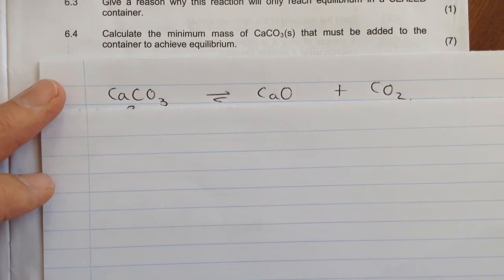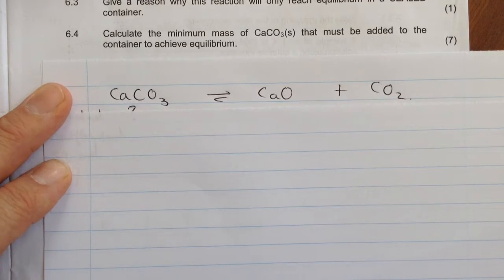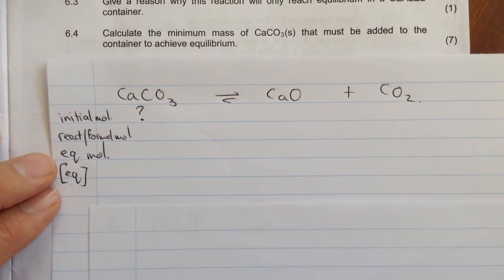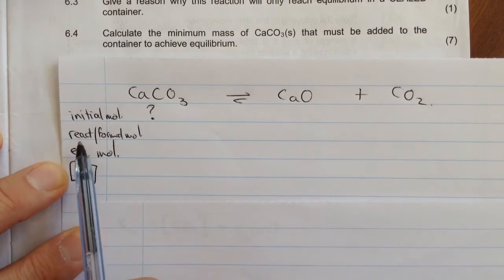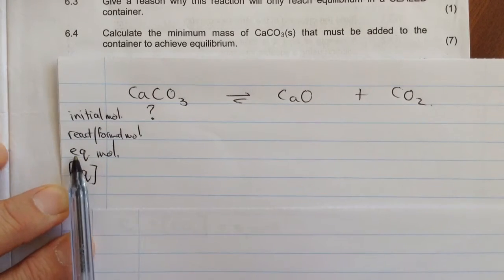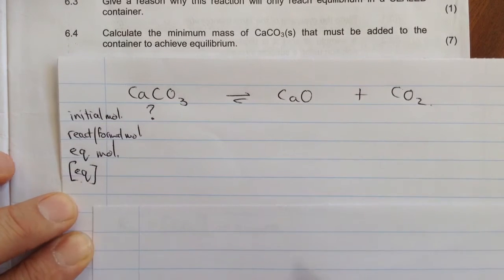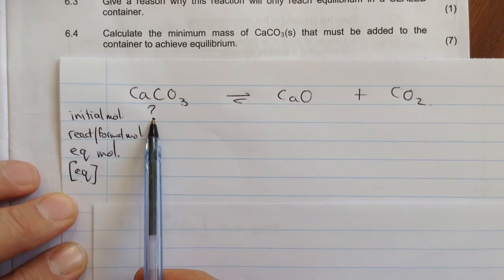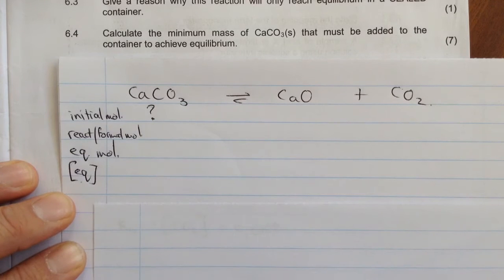So I always set it up where I start with my balanced equation, the one that's given, and then my table is set up like this. The initial mole, the react or formed mole, that is your change in mole, your equilibrium mole, and then your equilibrium concentration. So the question mark is under calcium carbonate because that is the information that we need to calculate this answer.